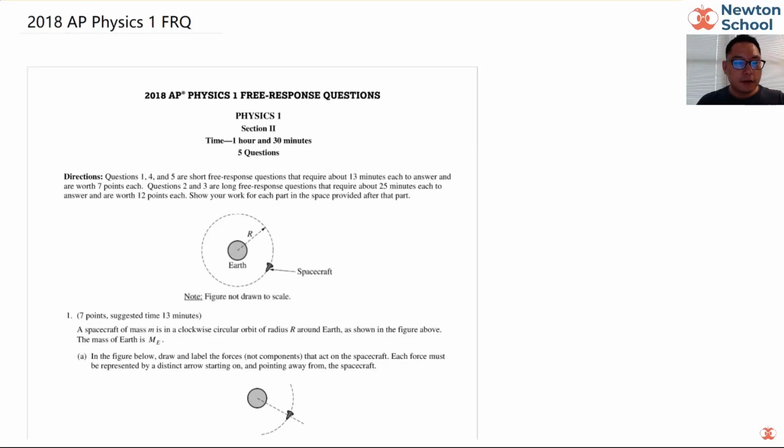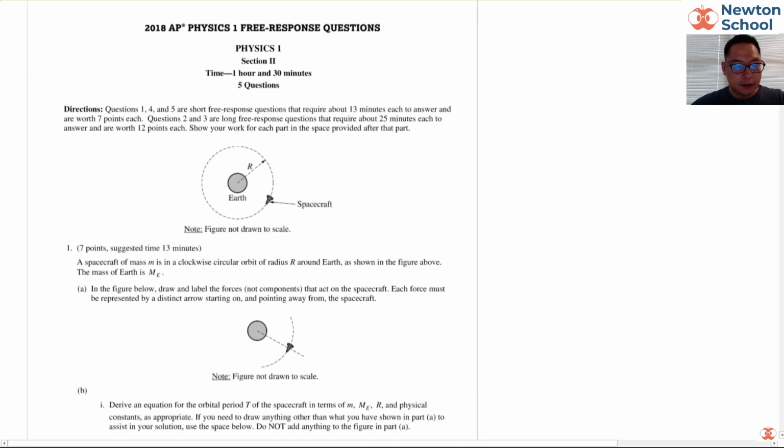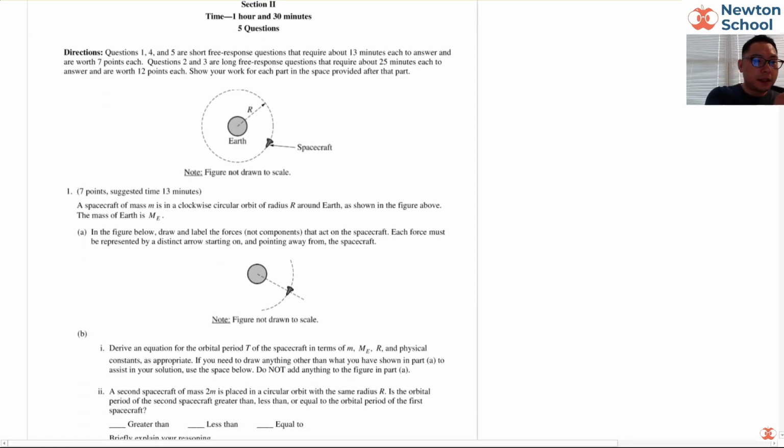Let's look at the 2018 AP Physics 1 free response question. Number 1 looks like orbit. You have a spacecraft of mass small m in a clockwise circular orbit, so it's like that, at a radius r around Earth. So r is the whole distance. And the mass of Earth is capital M.